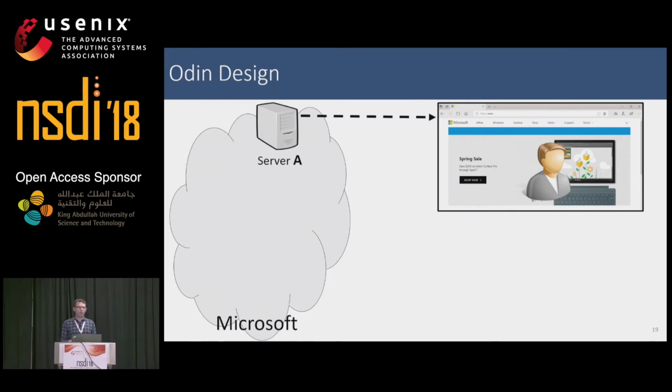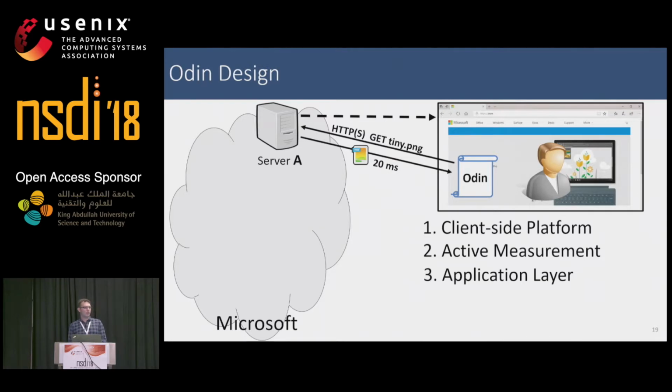So let's start with a Microsoft Web Store user being served by server A. And we work with application owners to embed a JavaScript Odin measurement client in the web application. So first of all, Odin is a client-side measurement platform. An Odin client can then issue a measurement to server A by sending a GET request for a tiny image. And we see that this image gets returned in 20 milliseconds. So Odin is an active measurement platform because it generates synthetic traffic for measurement purposes instead of passively recording existing traffic. And Odin does measurements at the application layer, so using HTTP or HTTPS.